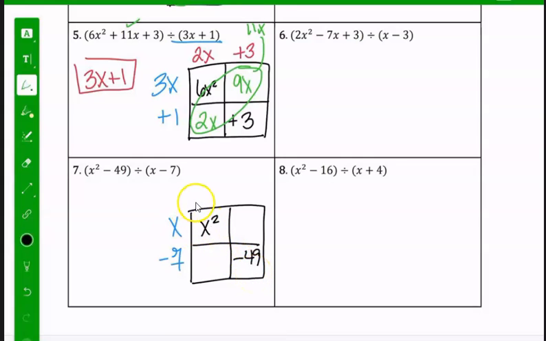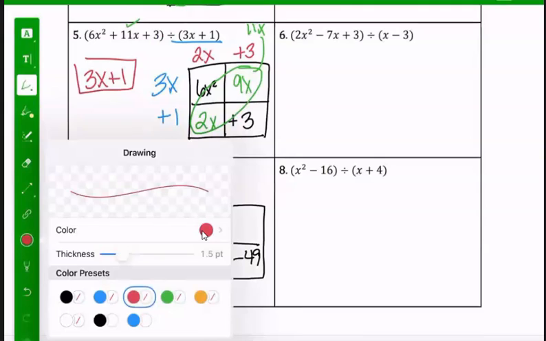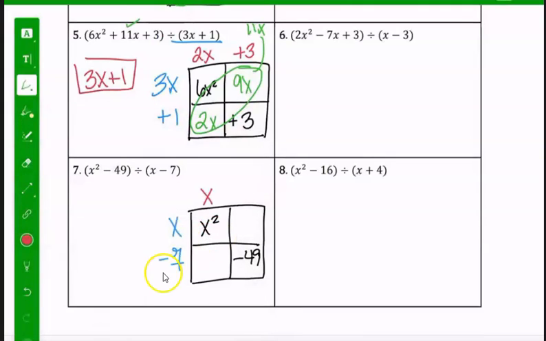So working backwards, what times what gives me x squared? Well, I know x times x gives me x squared. What times negative 7 gives me negative 49? Well, I know a positive times negative is negative, so I know this has to be positive. And I know 7 times 7 is 49.